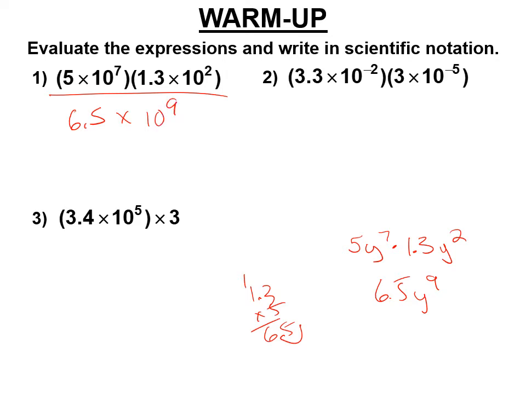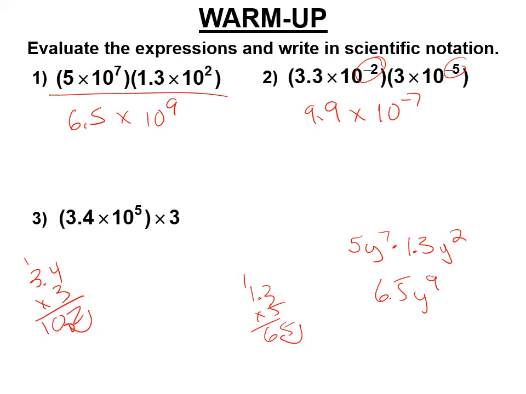It's the same rules. 3.3 times 3 is, I think, 9.9. We still add the exponents, negative 2 plus negative 5, times 10 to the negative 7th, and you're allowed negative exponents in scientific notation. Now, this one is 3.4 times 3. 3 times 4 is 12, 3 times 3 is 9, is 10, all right?